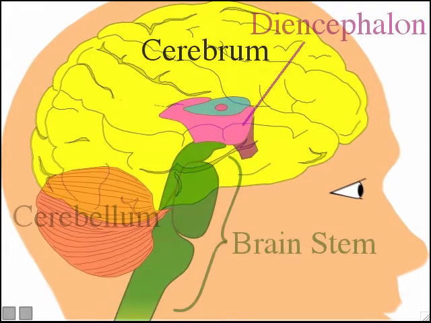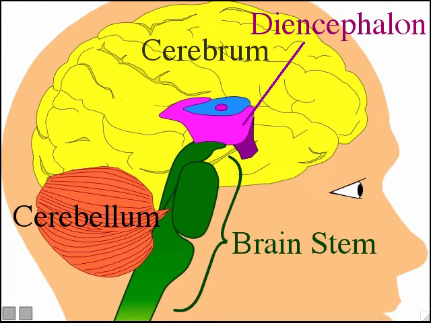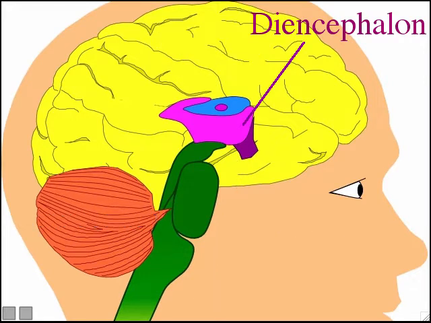Okay, but that's it for the cerebrum. Remember that the cerebrum, though, is just one of the four major regions of the brain. The other major regions of the brain are the diencephalon, the brainstem, and the cerebellum. And so now we're going to move on to the next of the four major regions of the brain, the diencephalon.